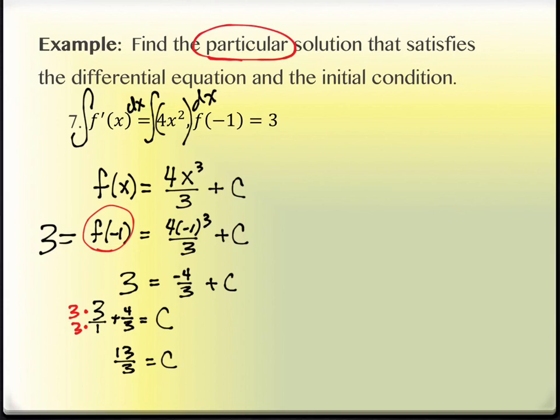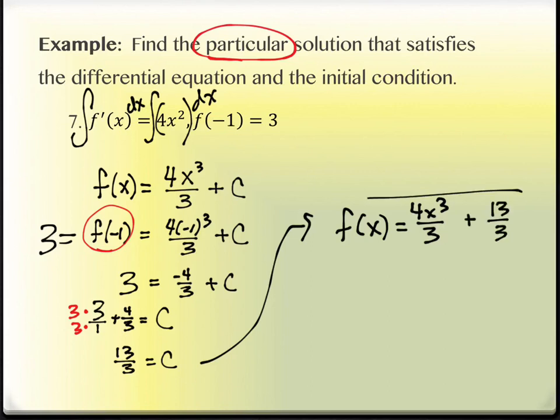Now, this found c, but that didn't answer the question. The question said to find the particular solution. So we take the original solution that we had found, f of x equals 4x cubed over 3, and we replace the c with what we found that c equaled, which is 13 thirds. This is the particular solution. And again, you could check it by taking the derivative and finding that the derivative is going to be equal to 4x squared.